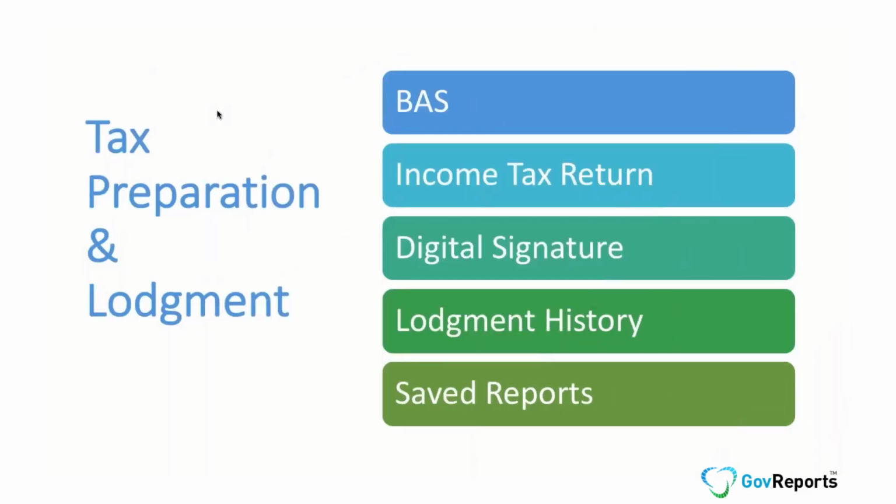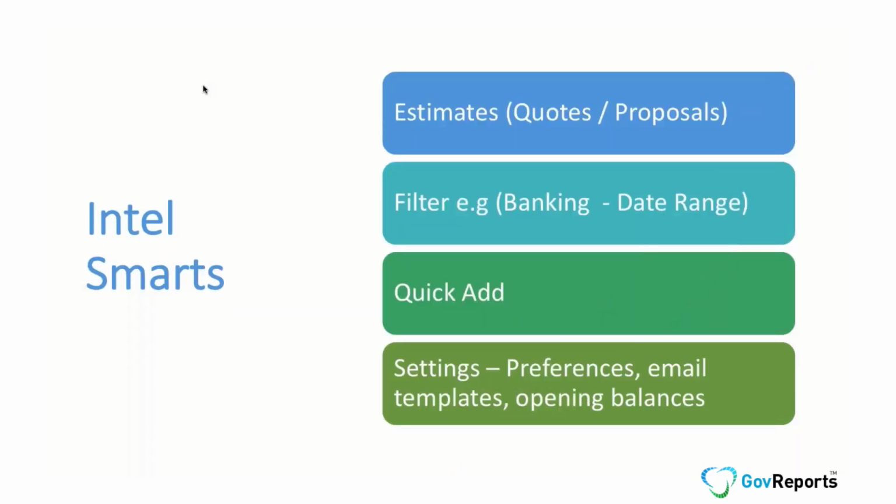In terms of tax preparation and lodgement, we'll look at the BAS, the income tax return, and how the preparation and lodgement function is built into IAM. We'll look at the lodgement history and save reports features. And a few of the Intel Smarts that we'll look at at the back end of the webinar include estimates, the filter function, the fantastic quick add feature, and various settings you can use to customize the IAM setup for your client and for your client's business.